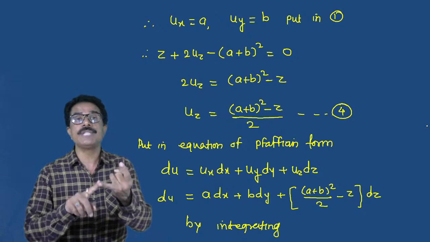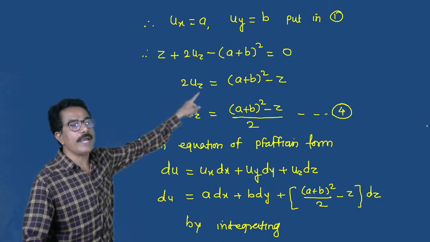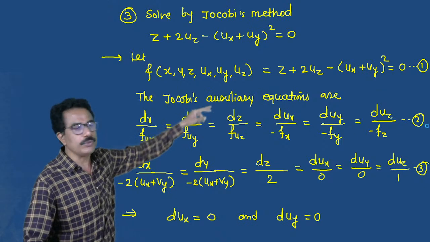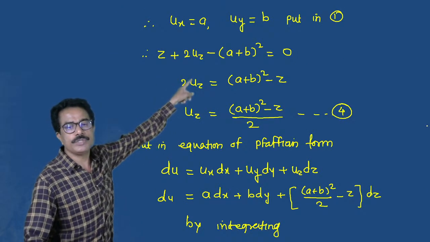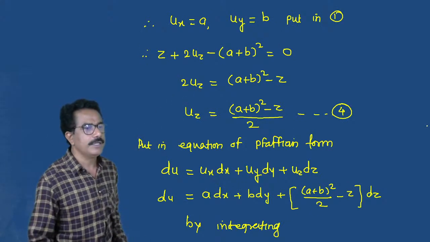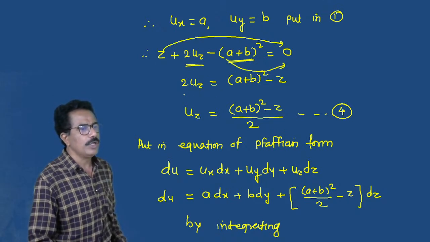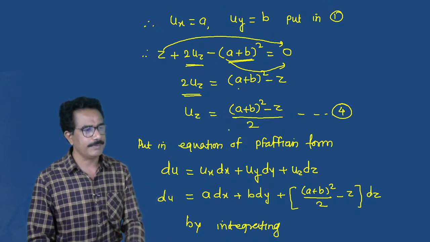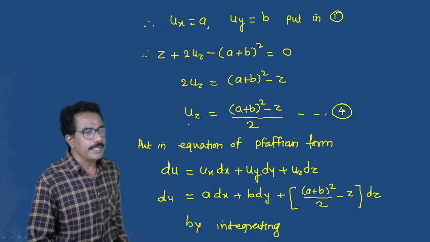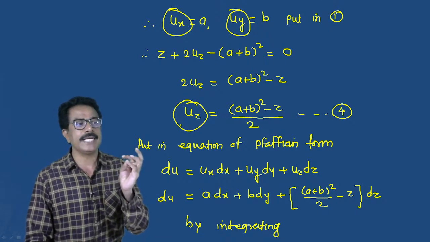But we have to calculate uz also. So put the value of ux which is equals to a, uy which is equals to b in equation 1. So this equation 1 becomes z plus 2uz minus, in a bracket, ux plus uy bracket square, means a plus b bracket square. So replace this value a, b. So you can transfer this on right side. So 2uz is equals to a plus b bracket square minus z. So uz is equals to a plus b bracket square minus z upon 2. In this way we can obtain uz, ux, uy. Is it okay? How we have calculated here ux, uy, uz.